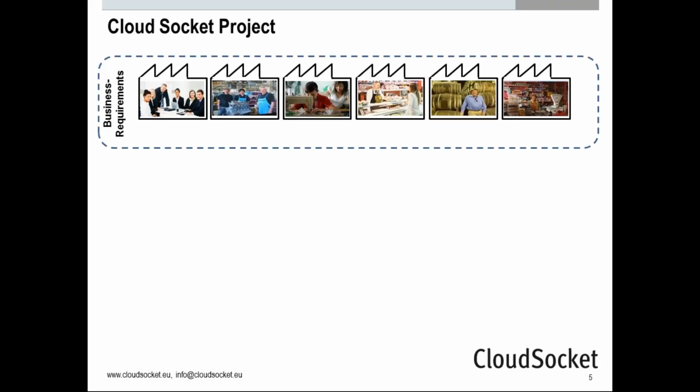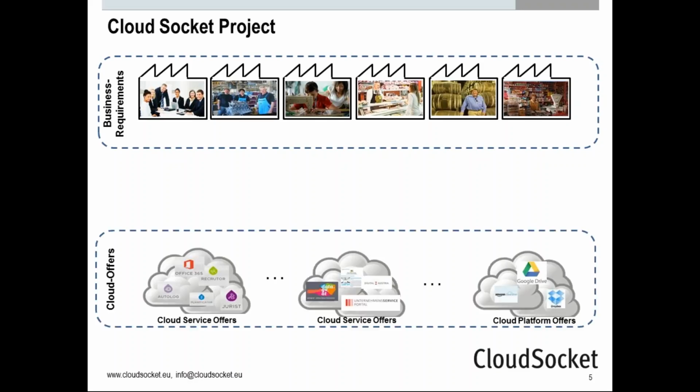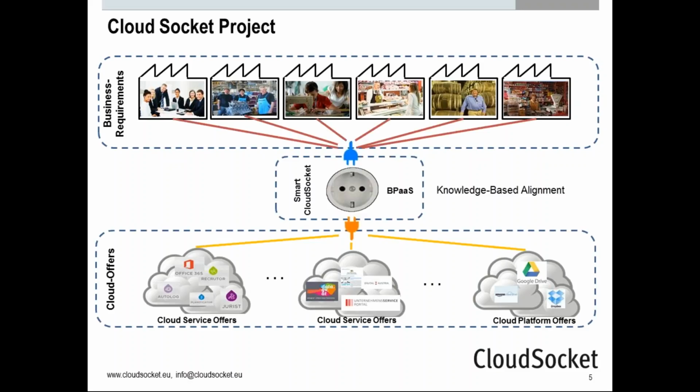So this is an idea of the CloudSocket project. The idea is to bring whole business processes into a cloud, not only single applications or services, but whole business processes. So to bring processes into the cloud, first we have to have the requirements from the business. On the other hand, we have different cloud offers from one or several cloud providers, and the role of the alignment is to connect the business and the cloud. So we have to satisfy the business requirements with the services that we find in one or several cloud providers.